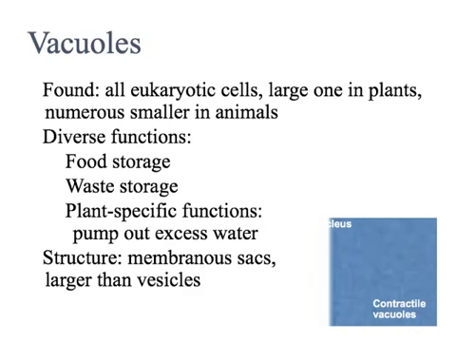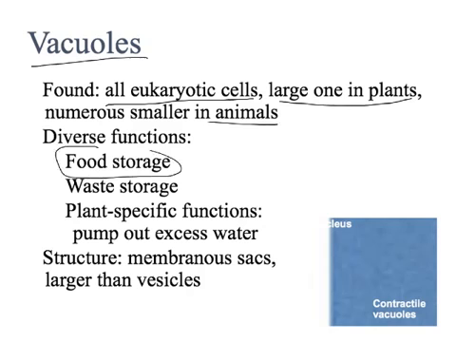Okay. And finally, we can also have vesicles that are large, and these we call vacuoles. They're found in all eukaryotic cells. Plants have one giant vacuole, and animals have many, many small vacuoles. And these are kind of like storage tanks. You can store food in them, we can store waste, and the plant ones can also pump out excess water. They're basically sacs that are a little bit bigger than vesicles.